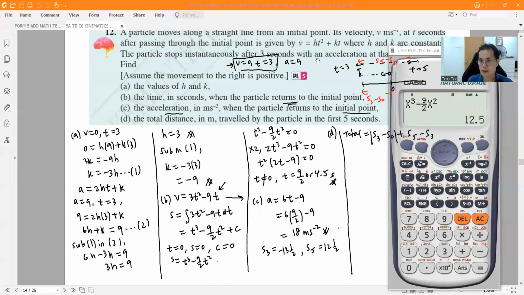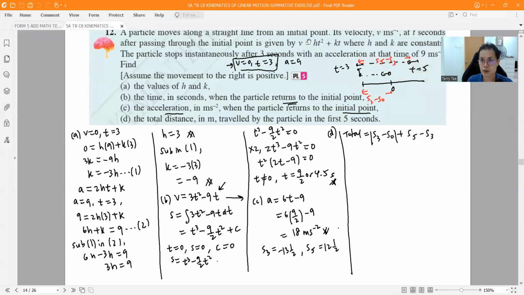Okay, now that means the particle actually moved to the left by 13.5 here. This is negative 13.5. Then it moved to the right, reached 12.5 here. As we know, S0 is 0. So S5 is 12.5, you minus negative 13.5. So this is 13.5, you can add up. It is now 26, right? Because you go 13.5 to 0, then you go to the right some more by 12.5. So total distance to the right is 26. You add with this, we get 39.5.